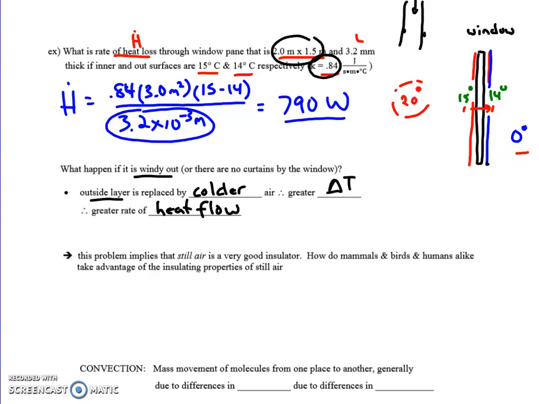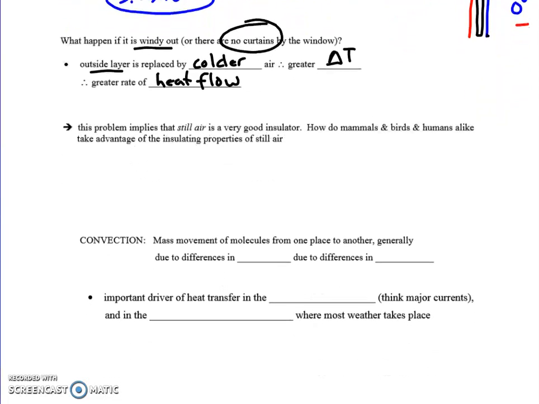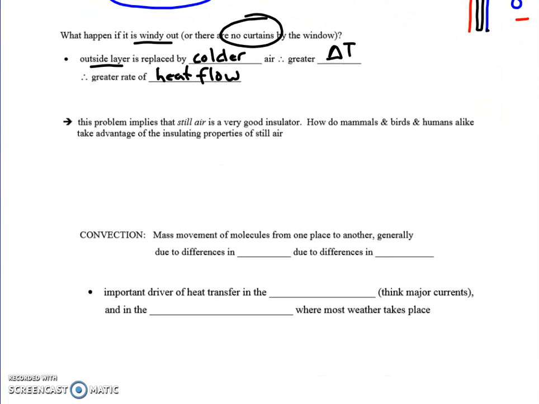So one way you can mitigate that in your house is to put curtains there. Curtains not only are ornamental, but even if they're very thin curtains, they will prevent air from moving around very easily. If they prevent air from moving around easily, then you'll get a small temperature gradient across that window, and that's really important. So this implies that still air is a very, very good insulator. In other words, a low value of k.